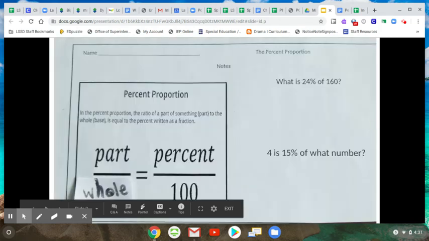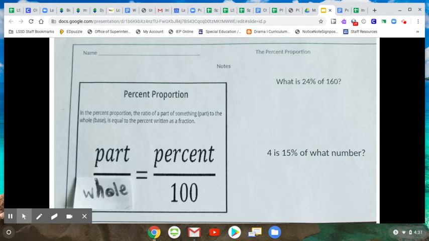So here I wrote the little proportion on the side so we can refer to it. The percent proportion: the ratio of a part of something to the whole is equal to the percent written as a fraction. So when I look at this, it says, what is 24% of 160? There was one of those code words. We now know that 160 is going to be put into the whole spot. So I end up with A, or the part, out of 160, because that's my whole, is equal to 24%. 24% is represented by 24 out of 100.